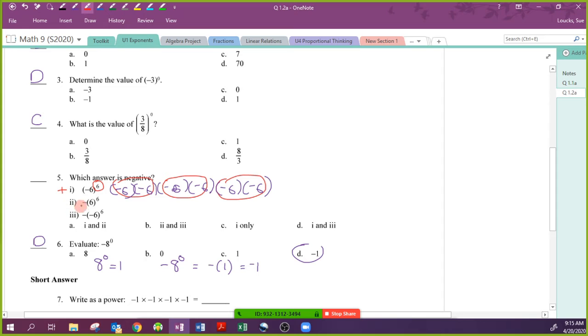In 2, there's only one negative, right? There's only one negative there, so this is going to end up negative. And this one has actually got 7 negatives, because this chunk here is going to be positive, as we determined up here, and then there's one more negative, so this is going to be negative. So the answer is B.